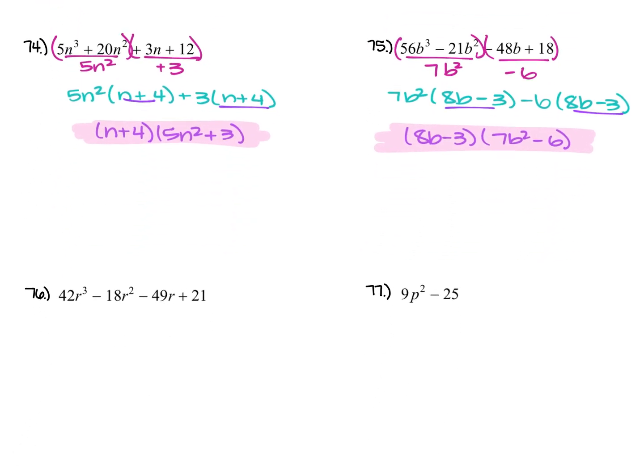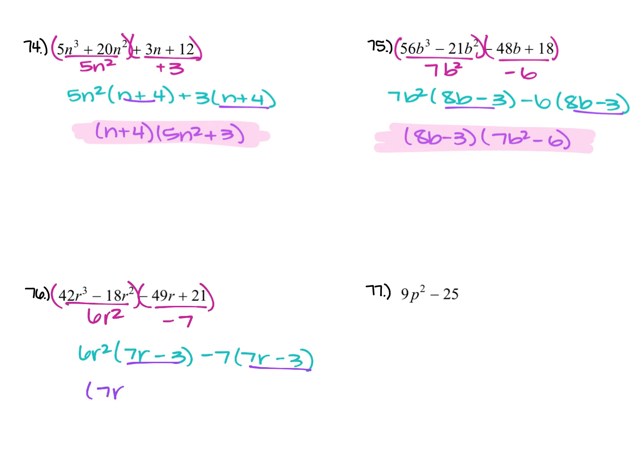For 76, we have 42r cubed minus 18r squared minus 49r plus 21. Again, factor this by grouping. Factor out a 6r squared from the first and a negative 7 from the second. This gives us 6r squared times 7r minus 3 minus 7 times 7r minus 3. Both sets of parentheses are the same. So we have 7r minus 3 times 6r squared minus 7.